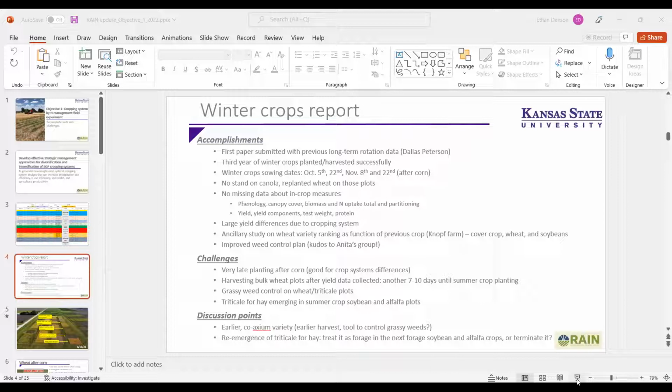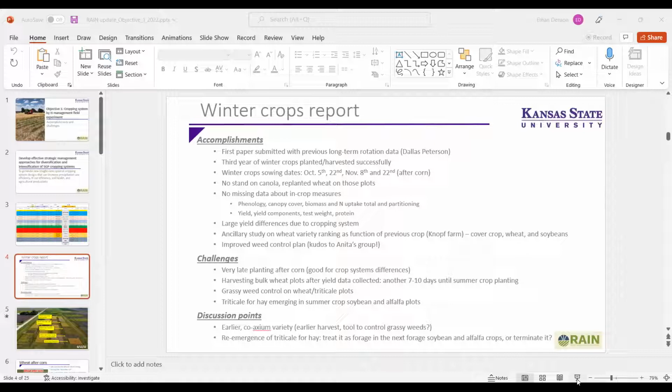We have a first paper submitted that's actually not from data from the rain trial, but from some long-term rotation that we had in Ashland as well that complemented very well what we were looking at in the rain project. Third year of the wheat crop, harvested successfully. We really don't have any missing data so far, at least for the wheat crop.